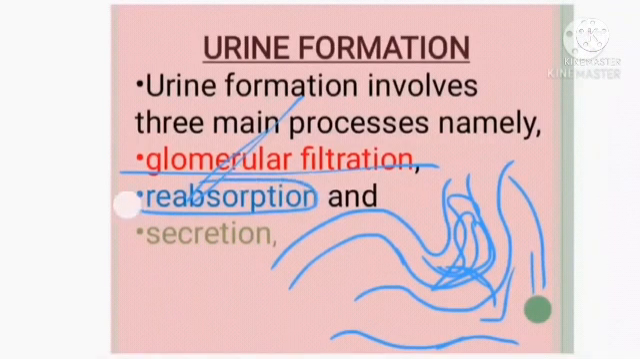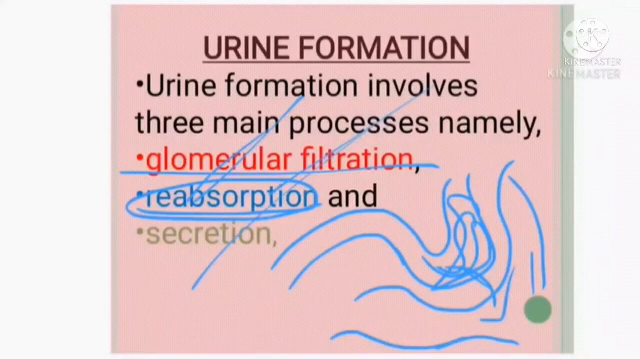From the filtrate which has been collected by the Bowman's capsule and is moving through the tubules, the tubules are surrounded by what? The blood capillaries. And these blood capillaries are reabsorbing the things which are needed by our body into the blood itself. That process we call tubular reabsorption. The last process is tubular secretion.